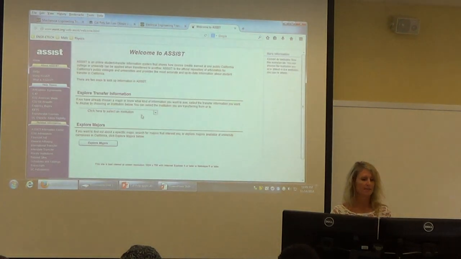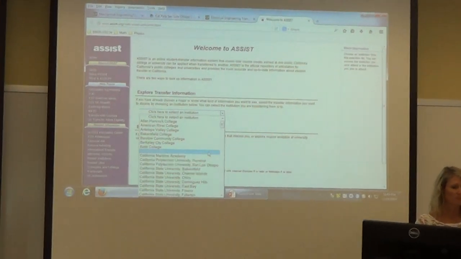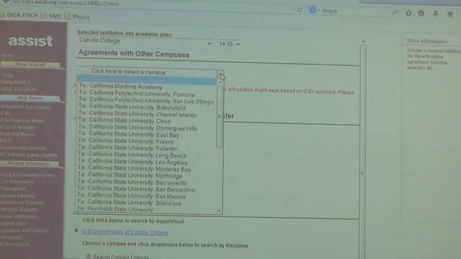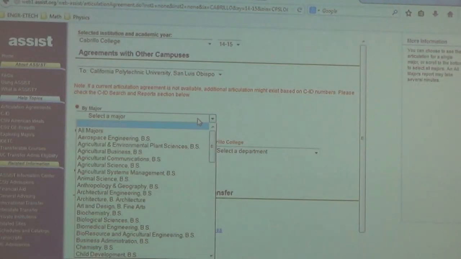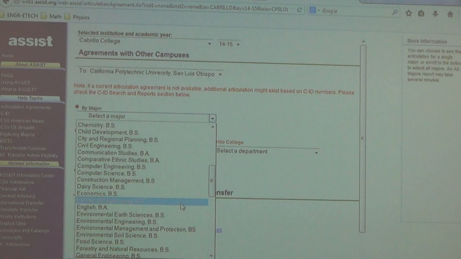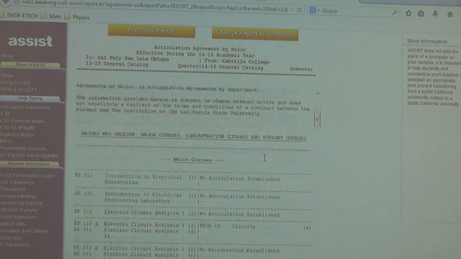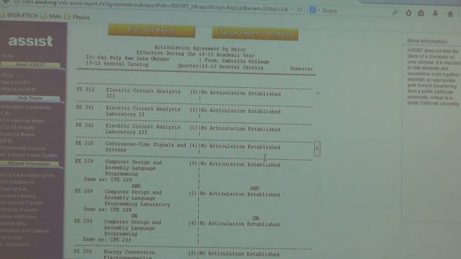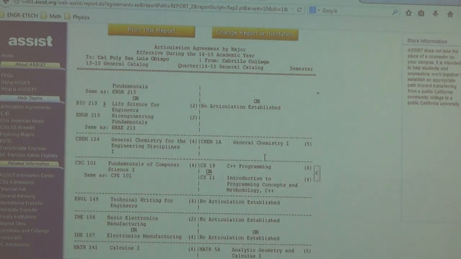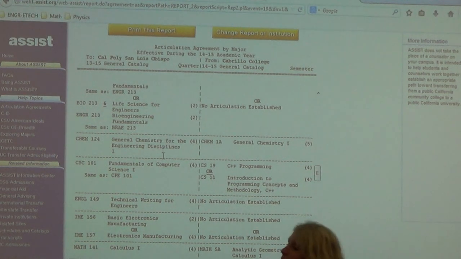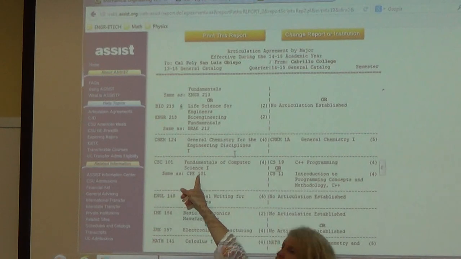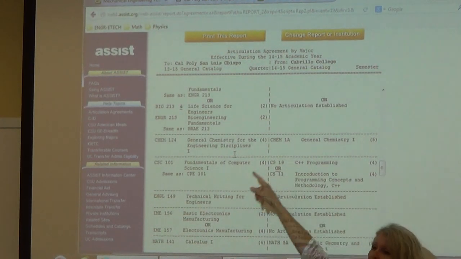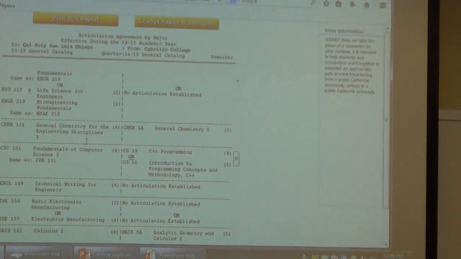Let's check ASSIST. ASSIST will tell us. So Cabrillo to Cal Poly for electrical engineering. I always do go by. Now don't go by. Okay, so it's asking for the, it's right there. So it said whatever's equivalent to this class, which according to Cal Poly is the 11 and the 19. That's what they've articulated, so it's correct.